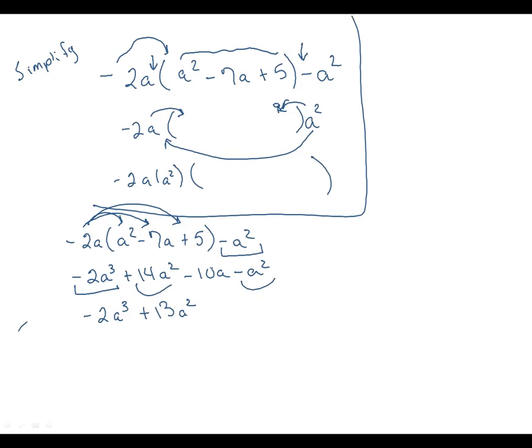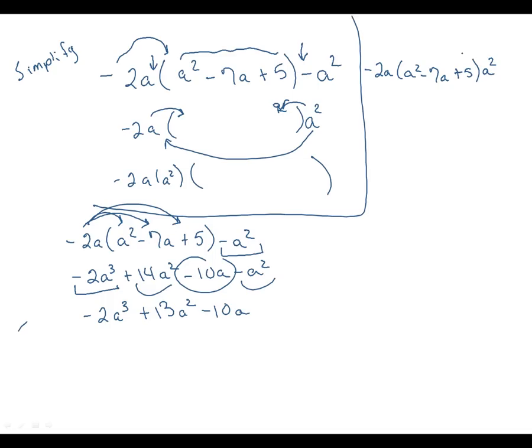All right, you guys help me out. We're going to distribute. So what is this going to make? Negative 2a what? Cubed, because we add the exponents. Then is it positive or negative? Positive 14a squared. Good. And then what? Negative 10a. And then this negative a squared here is just tacking right onto the end. You guys all follow that?